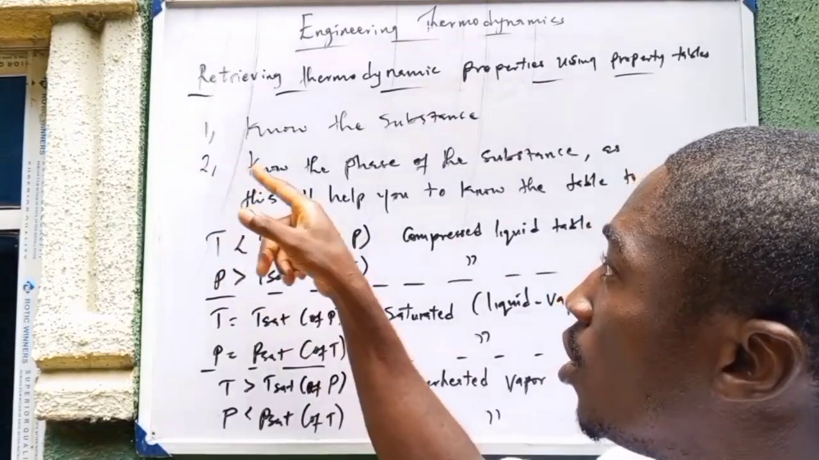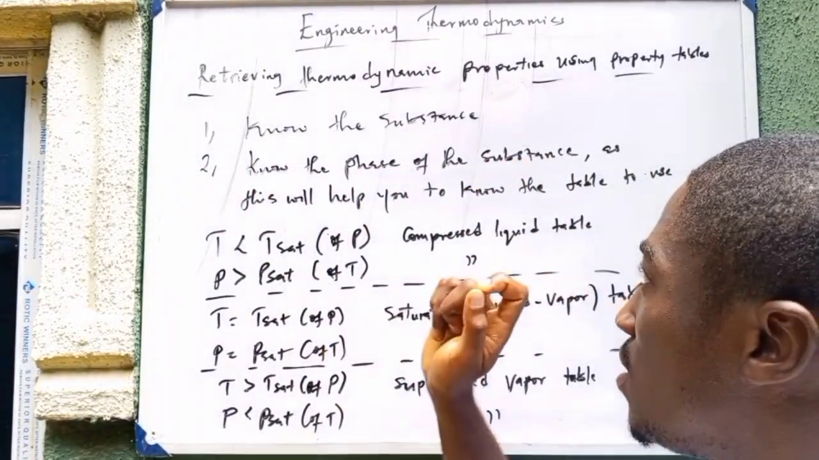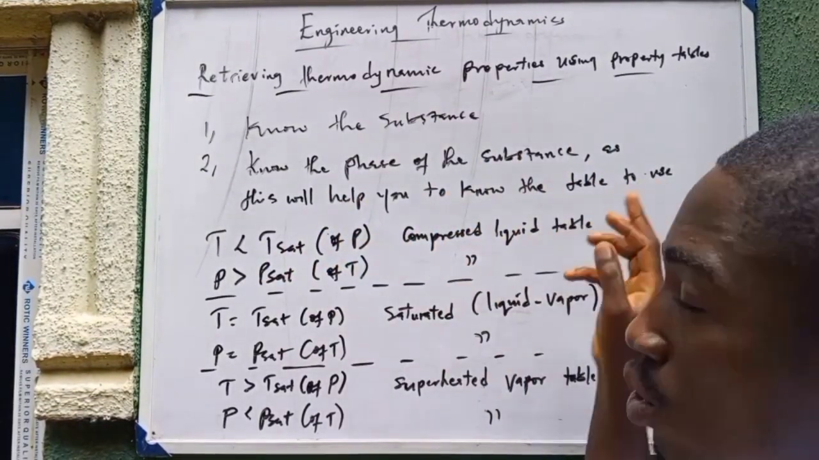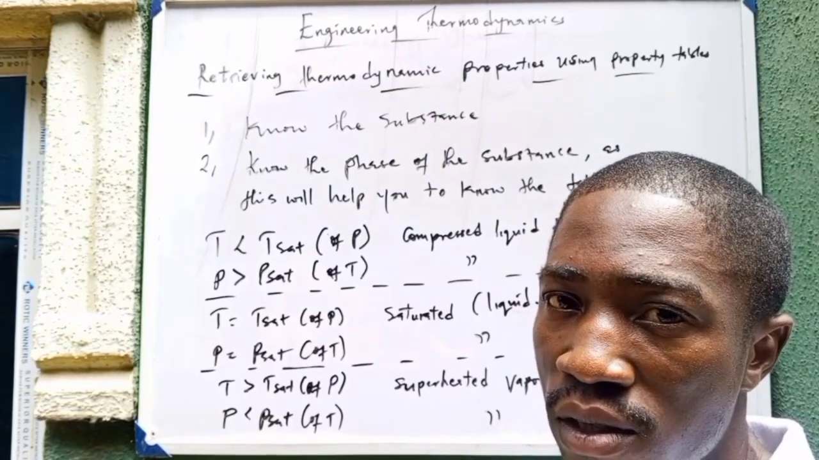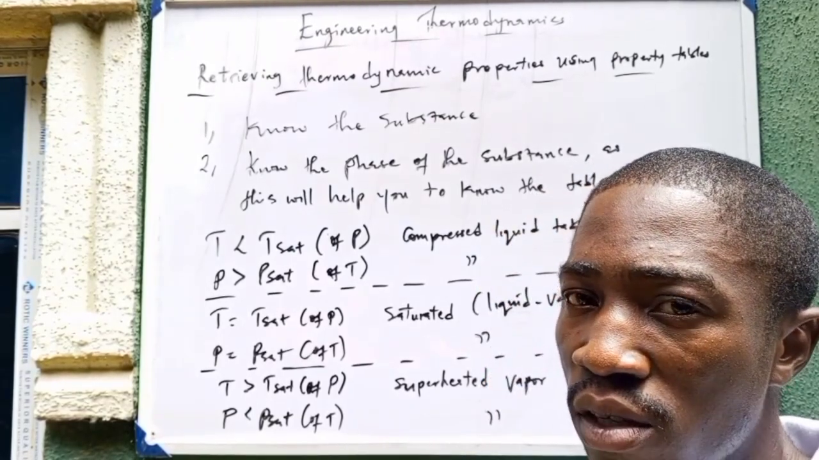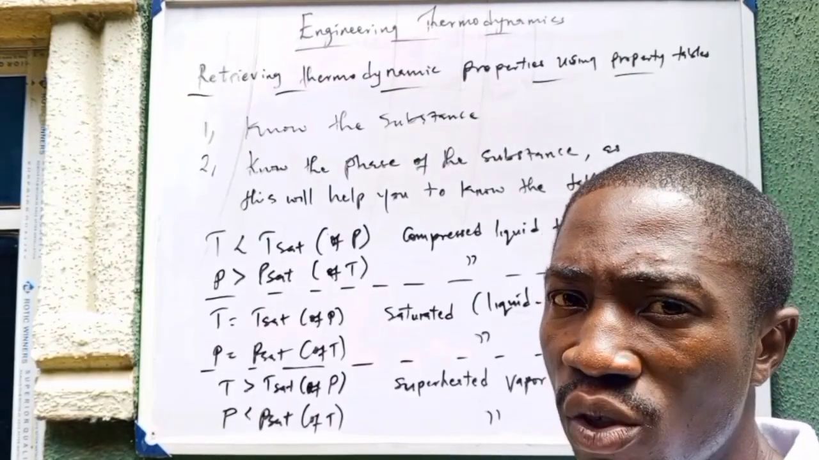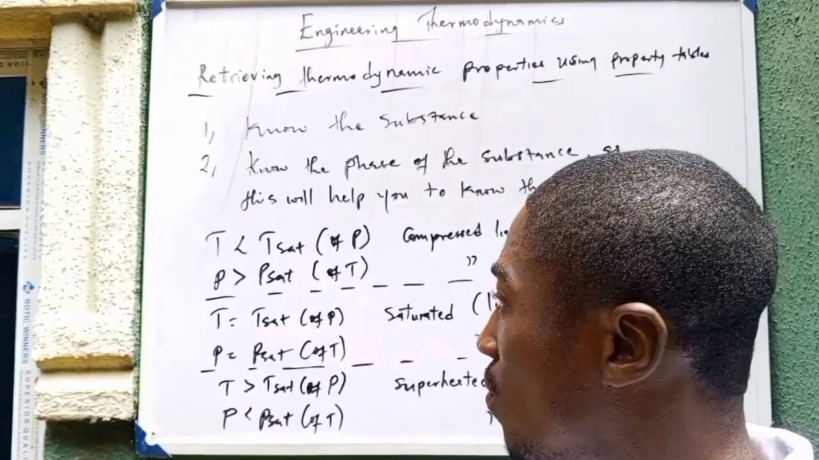Then the second one, know the phase of the substance. Now, why is this necessary? It will help you to know the table to use. You have to know the phase of the substance, whether it is in the compressed liquid phase, liquid vapor phase, or superheated vapor phase. You have to know that so that you can know the exact table where you can get your values.